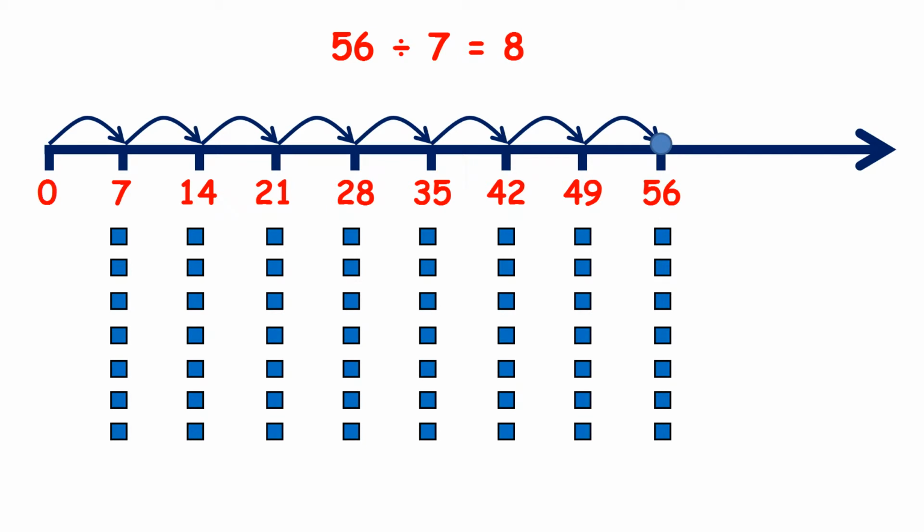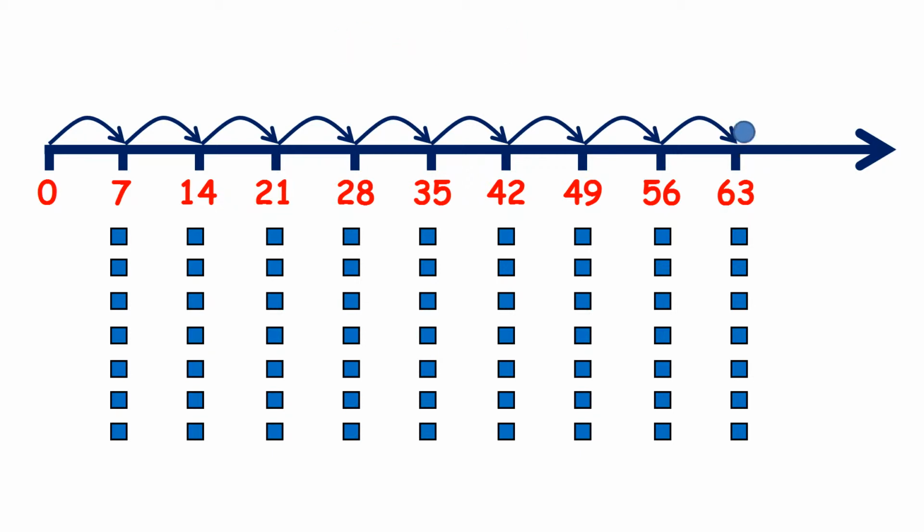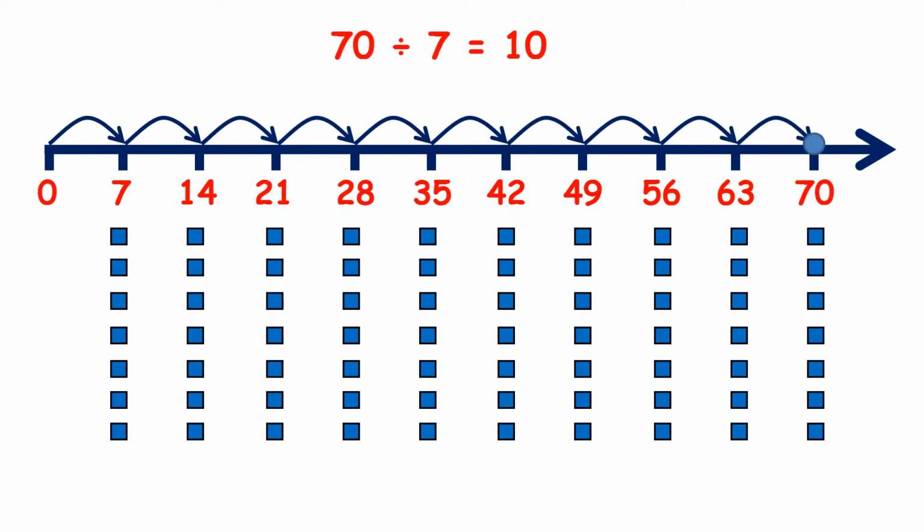54 divided by 7 is 8. 63 divided by 7 is 9. 70 divided by 7 is 10. So if we have 70, we can make 10 groups of 7.